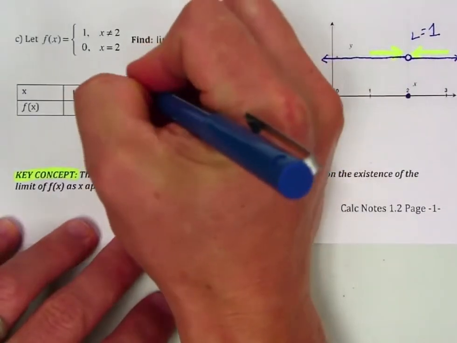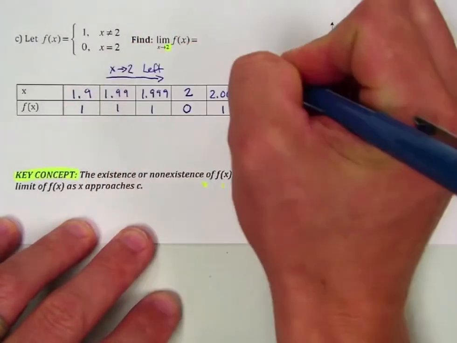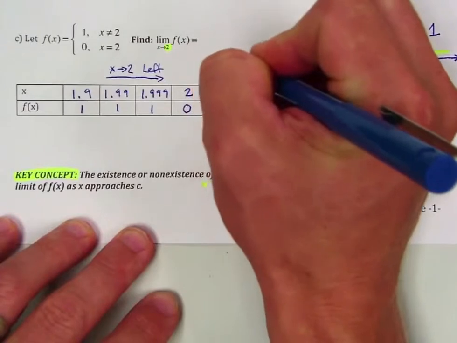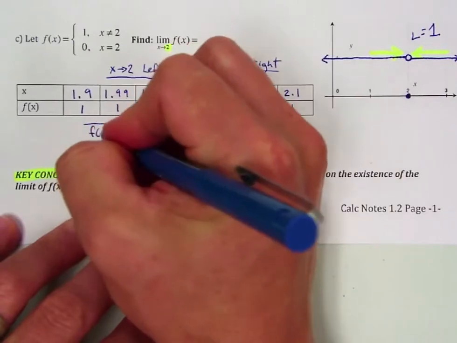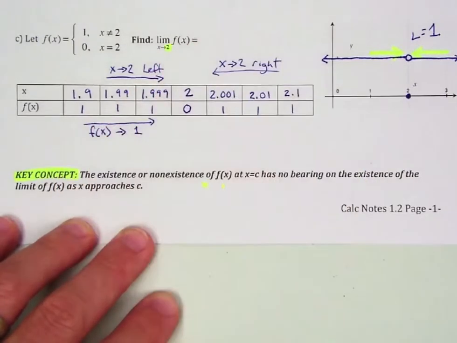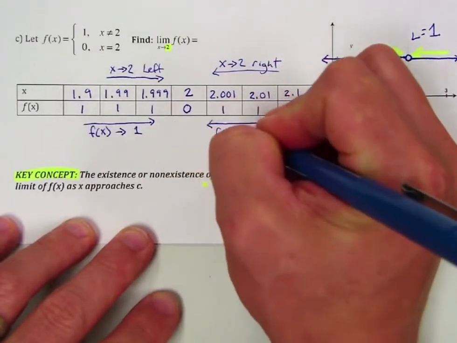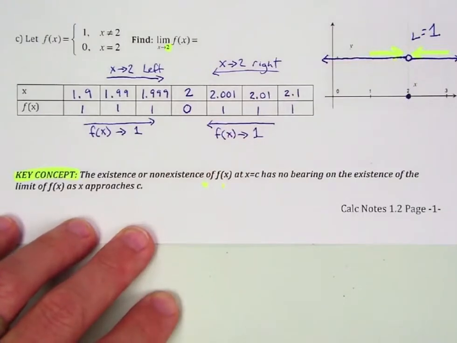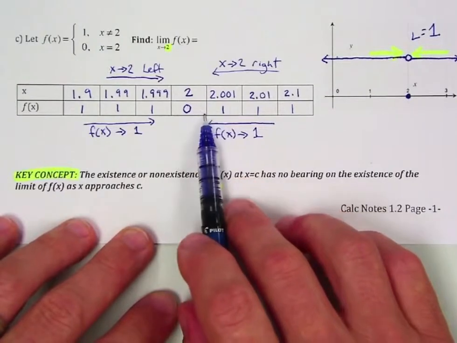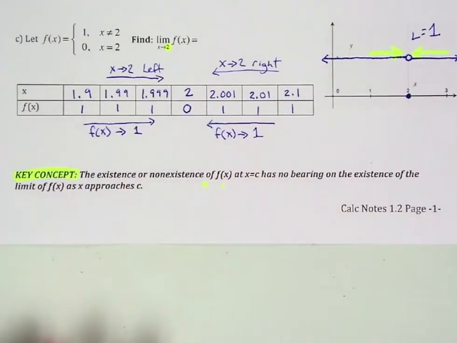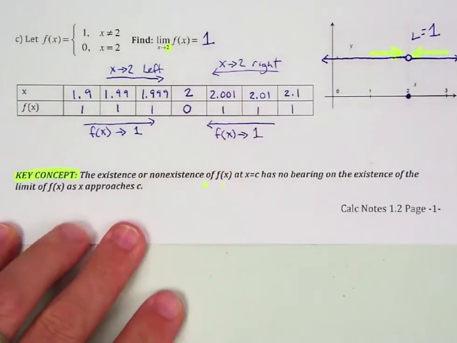Okay, so again, as x approaches 2 from the left, and x approaches 2 from the right, what's happening to our f of x value? Well, f of x is approaching 1 from the left, and then from the right, f of x is also approaching 1. Notice, even if we made an even smaller difference in here, 2.0001, we're still going to get 1. And so our limit here, as x approaches 2 of f of x, equals 1.